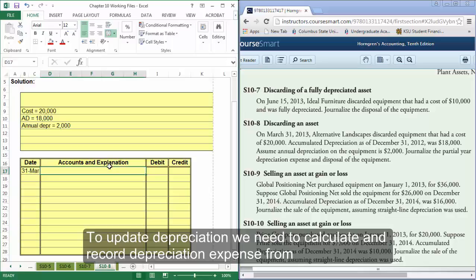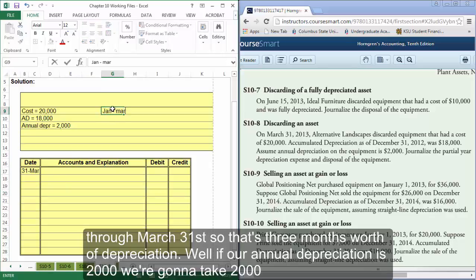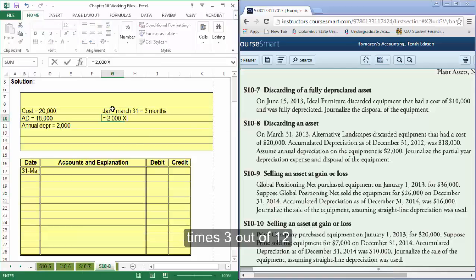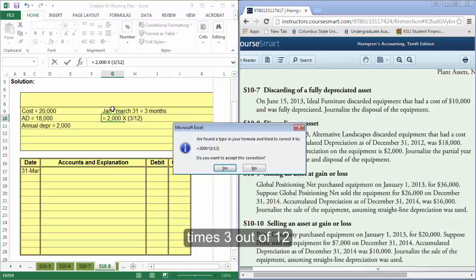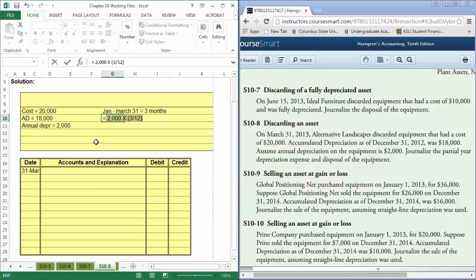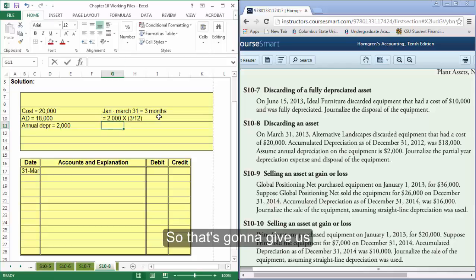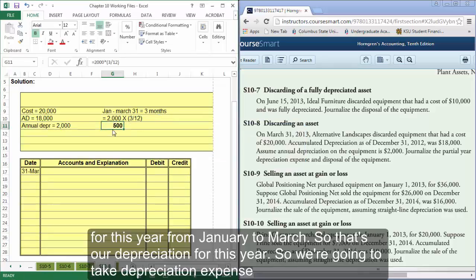All right, so to update depreciation, we need to calculate and record depreciation expense from January through March 31st. So that's 3 months worth of depreciation. Well, if our annual depreciation is $2,000, we're going to take $2,000 times 3 out of 12. So that's going to give us depreciation of $500 for this year, from January to March.